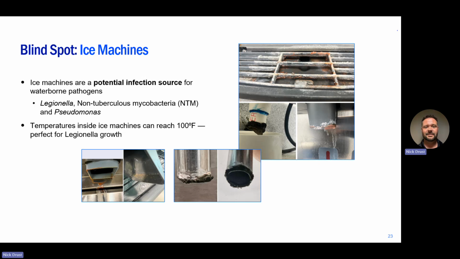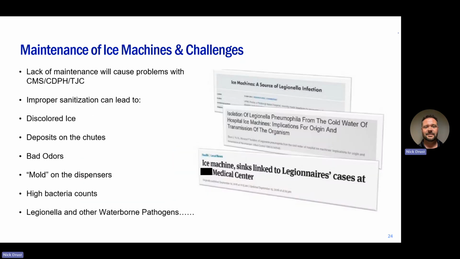Remember, once biofilm establishes itself, disinfection becomes significantly more difficult. The point isn't that every ice machine is contaminated. The point is that every ice machine has the potential to become contaminated. So you want to make sure it's included in a structured maintenance, cleaning, and monitoring program. Now that we've talked about why ice machines can become a blind spot, let's look at what happens when maintenance and sanitation aren't performed consistently.